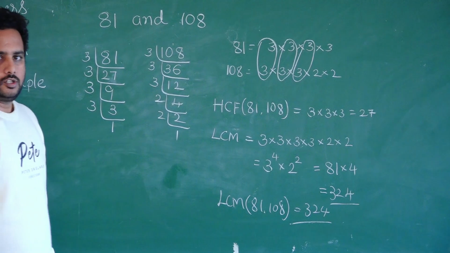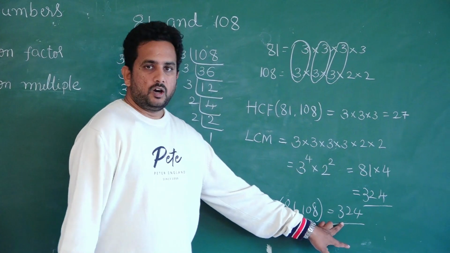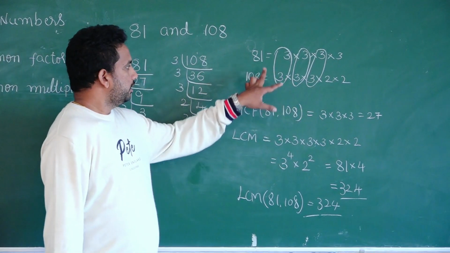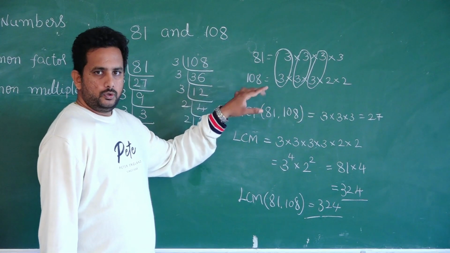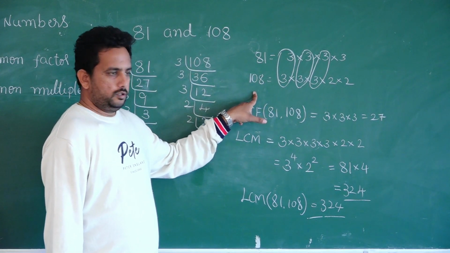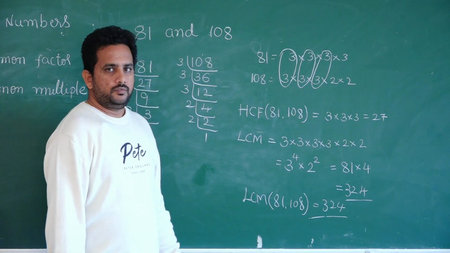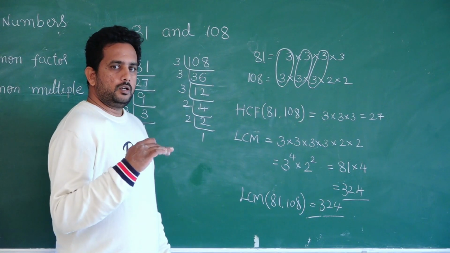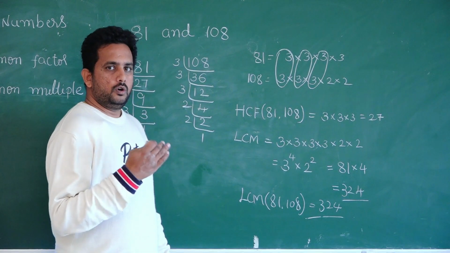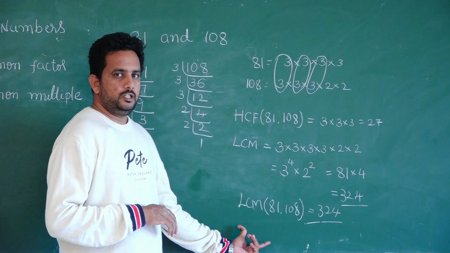That is the least common multiple. That means 324 is the smallest number divisible by both 81 and 108. No other smaller number is divisible by both 81 and 108. This is called the LCM of these two numbers: the smallest number divisible by both numbers.